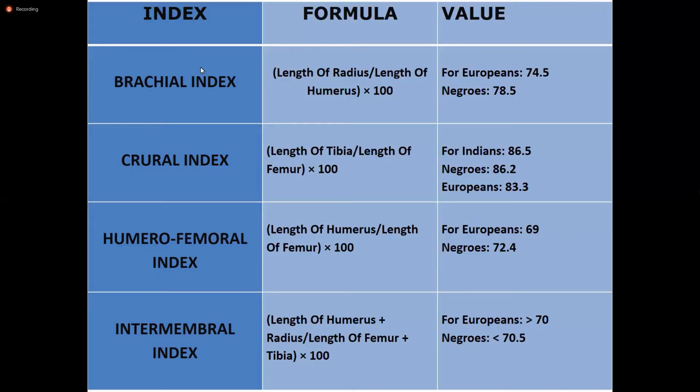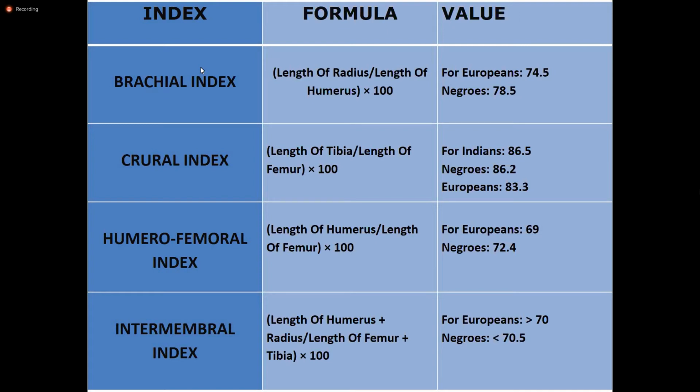This is again in tabulated form, so you can very easily take a screenshot and it will be helpful in remembering that the brachial index is calculated by taking the length of the radius divided by the length of the humerus into 100. For Europeans it is 74.5, Negroes 78.5. The crural index is taken by the length of the tibia divided by the length of the femur, multiplied by 100. For Indians 86.5, Negroes 86.2, Europeans 83.3. So you can see the slight difference in each and every index that we are dealing with.